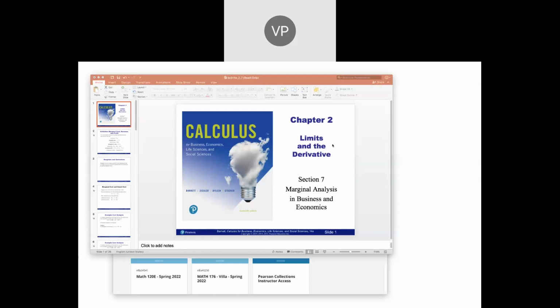Okay, so today we're going to finish up chapter 2, which is just this last section, section 7, marginal analysis in business and economics. So it's kind of just applying the concepts that we've already learned to use all this calc that we've been learning in chapter 2 in some practical applications. All right, so let me show you what I'm talking about here.